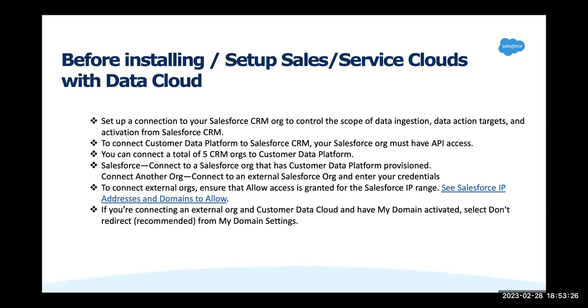So if you want to connect your external orgs, you have to take some permissions, especially on IP ranges. You have to allow a couple of IP ranges that work with the Data Cloud. I've given some links where you can go through and allow all the domains within the Salesforce IP addresses. The other thing is, if you're connecting your Data Cloud to an external org and you haven't done the My Domain activation, please choose the option called Select. Don't redirect from My Domain settings, so that it doesn't affect your connections or your firewalls as well. So these are some of the installing steps you need to be aware of while connecting Sales and Service Cloud with Data Cloud.